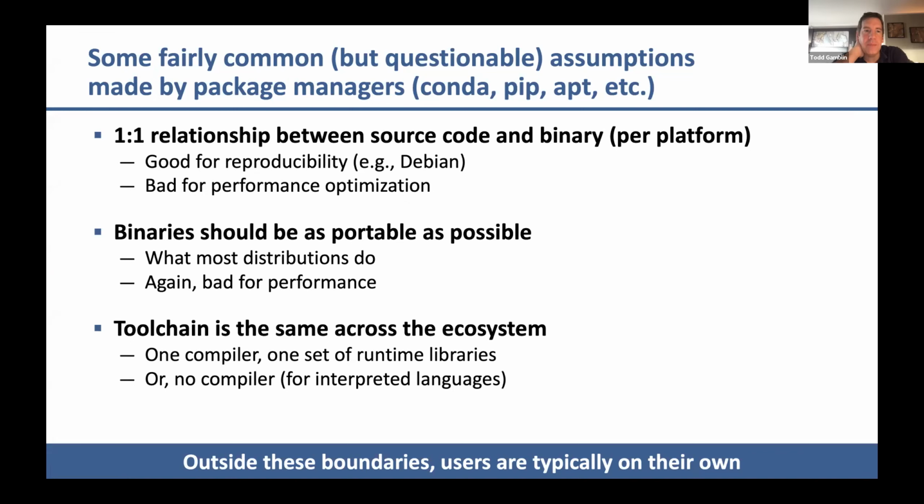All right, so if you look at other package managers, there's some fairly common assumptions that they make that make them sort of a poor fit for the way that we deploy software in HPC. So for example, with RPM or Debian, you've got a one-to-one relationship between source code and binaries. So you make a recipe, you build the binary for that thing, and then you have one binary that you can deploy, and it's portable, it works across platforms, but it's not optimized. And so the desire to make these binaries as portable as possible is bad for performance.